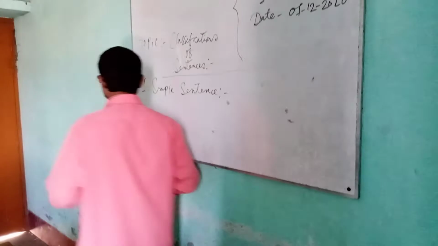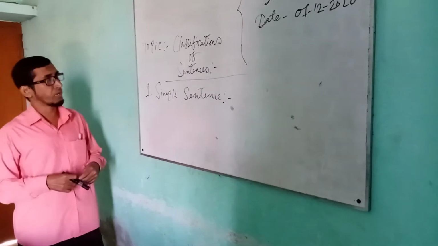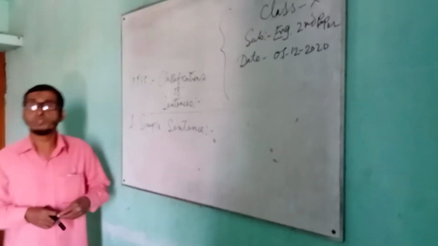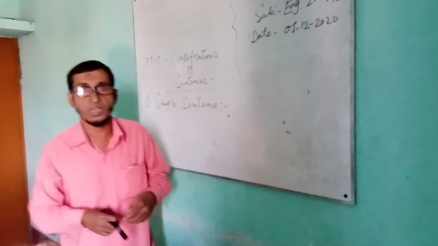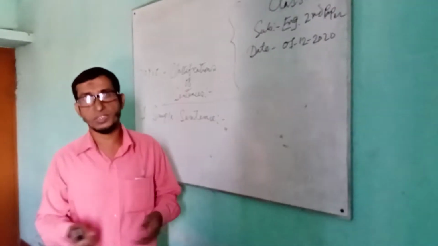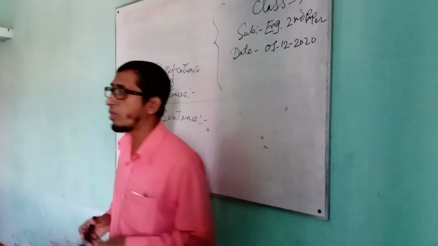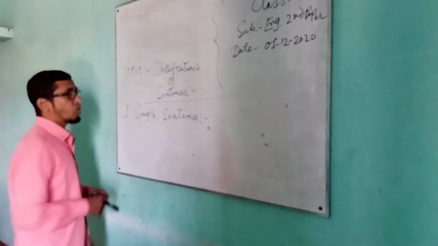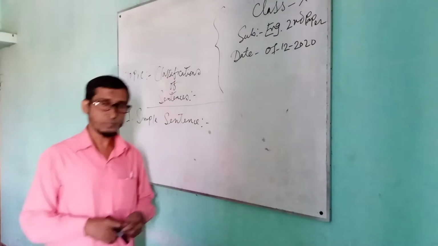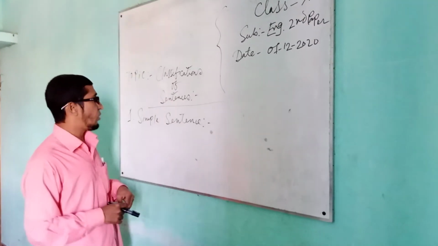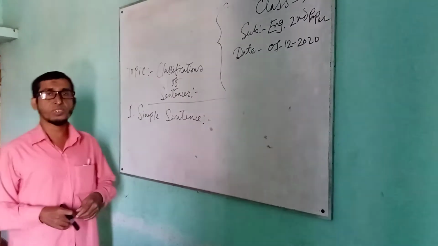Okay. Now, my dear listeners and learners, it is noticeable that structurally a sentence is of three kinds. First of all, simple sentence. Secondly, compound sentence. And last of all, complex sentence. Okay. Now, can you tell me what a simple sentence is?